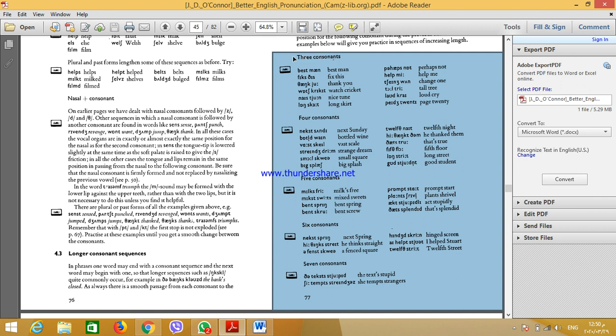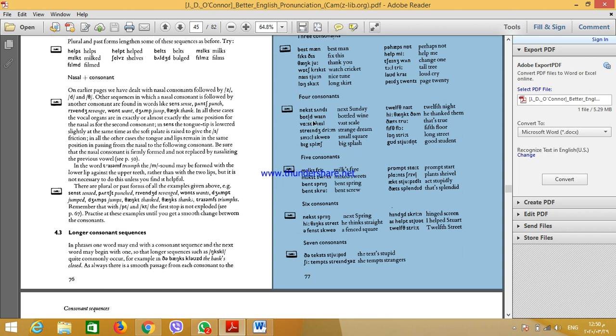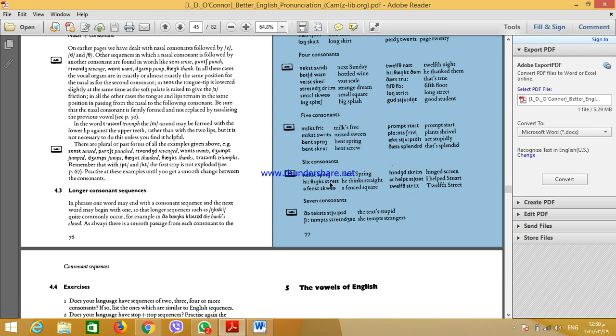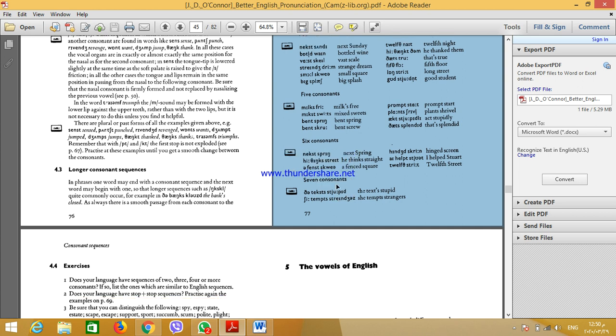Look at these clusters. This is actually a 3 consonant cluster. Best man, s t m. Fix this, k s th, also 3. The next group, 4 consonants. Next Sunday, k s t s. Okay, 5 consonants. Melts free, l t s f r. 6 consonants. Next spring, k s t s p r. So here we have 6 consonants. Here we may have 7 consonants. The next stupid, k s t s t y.